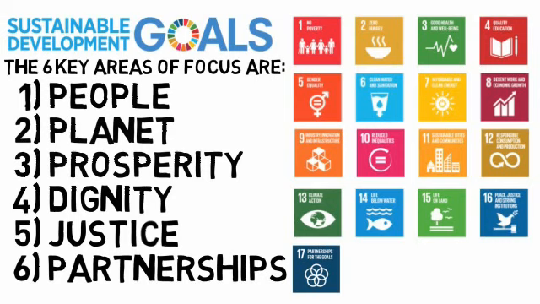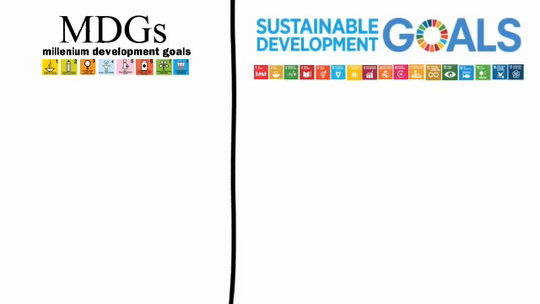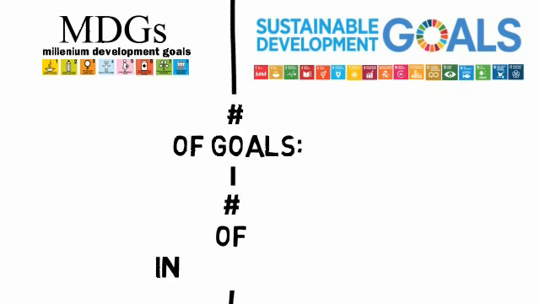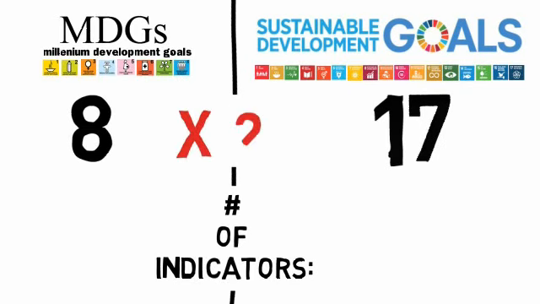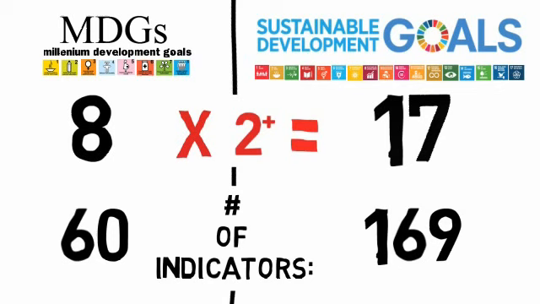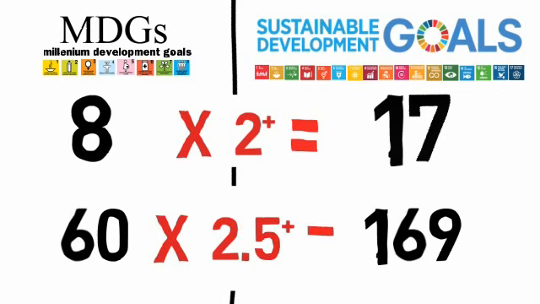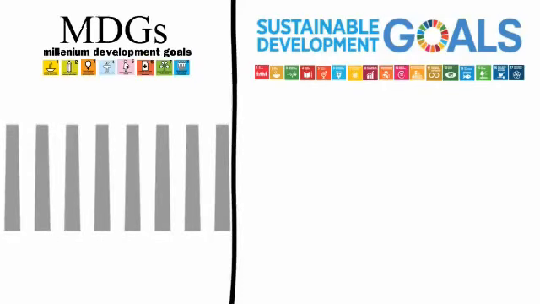So, how exactly are the new Sustainable Development Goals different from the outgoing Millennium Development Goals? For starters, the number of goals in SDGs at 17 are more than 2 times the goal of MDGs, which were 8. While the Millennium Development Goals had over 60 indicators to monitor their progress, the new Sustainable Development Goals include 169 indicators that in all likelihood may even increase further in number.